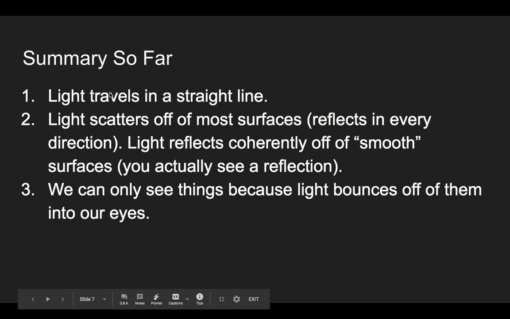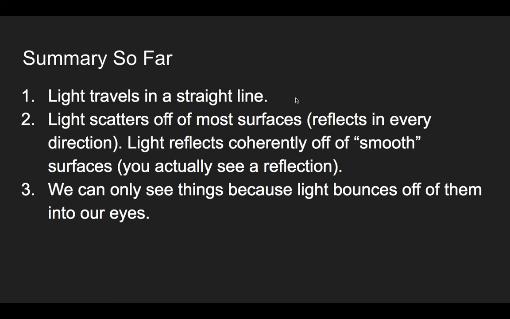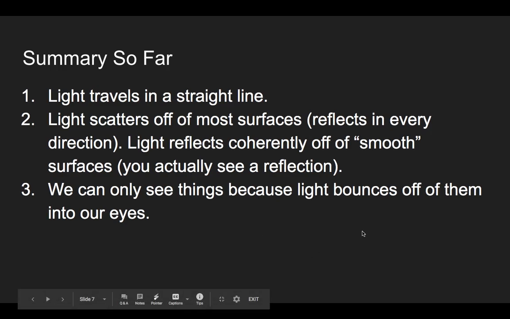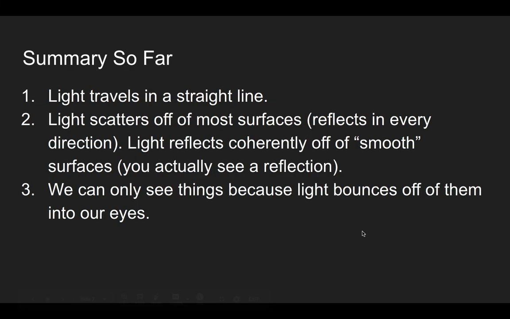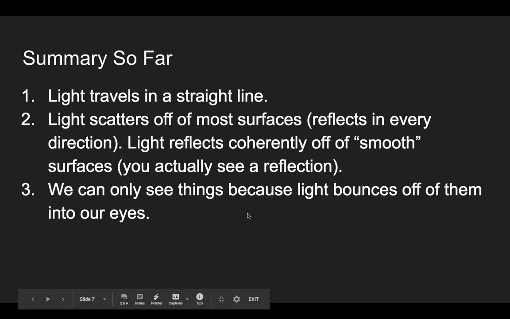So far, we have established that light travels in a straight line, not in a cone, and that light scatters off of most surfaces, which means it reflects in every direction, and that's how you see those things. And light reflects coherently off of smooth surfaces, and that's when you can actually see your reflection. And remember, the last point that we want to keep in mind here is that we can only see things because light bounces off of them and into our eyes. If the light doesn't get to our eyes, we can't see that object, which is why you have to have line of sight in order to see that something is there. And you can't see around corners.